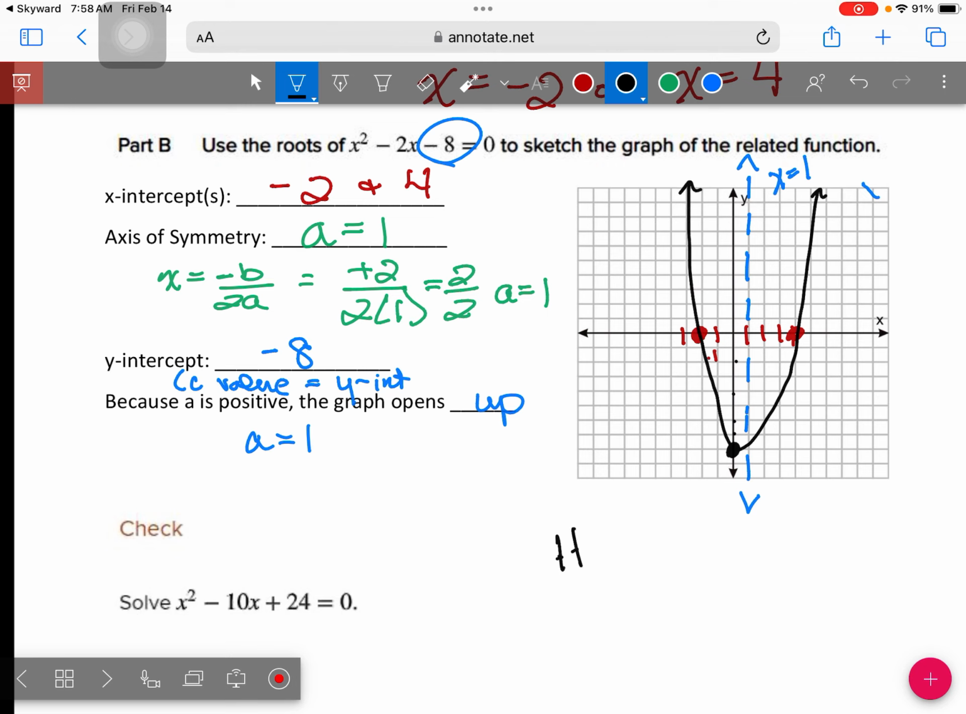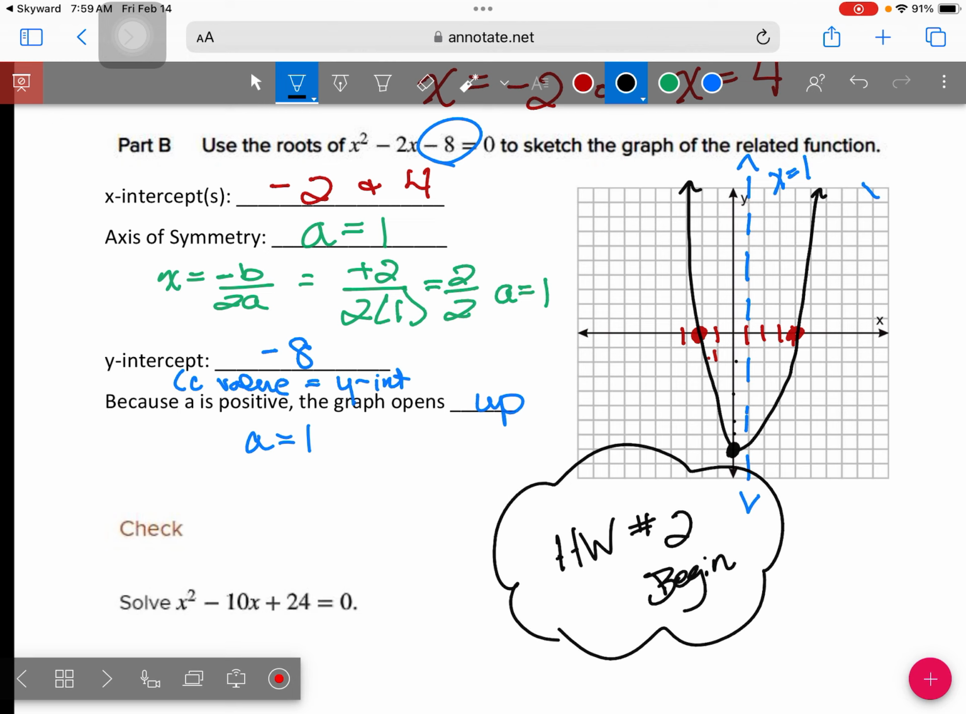So homework number 2. You can now begin homework number 2. But homework number 1, you need to be working on that and getting that finished, okay? All right.